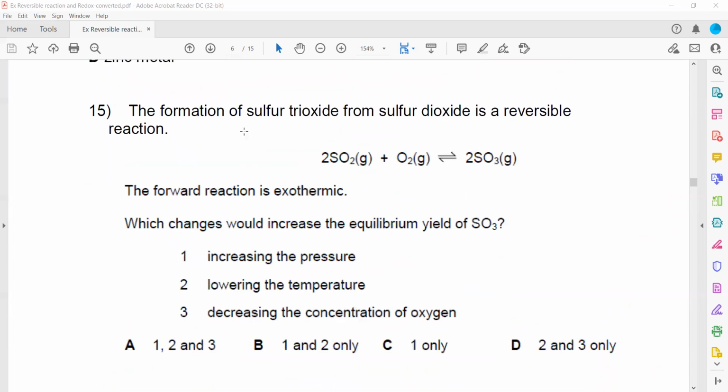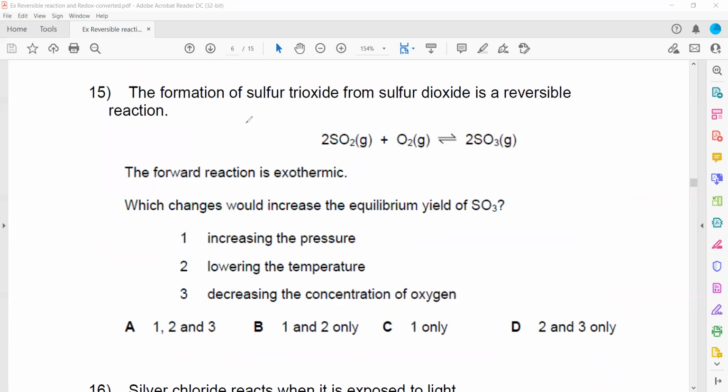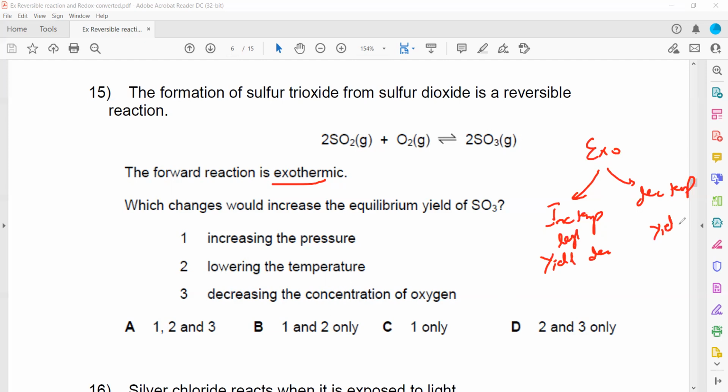In question 15, the formation of sulfur trioxide from sulfur dioxide is reversible and the reaction is exothermic. Whenever you have an exothermic reaction, when you increase the temperature, the yield will decrease because the equilibrium will shift towards the left. If you decrease the temperature, the yield will increase, as the equilibrium shifts towards the right hand side. So which change would increase the equilibrium yield of sulfur trioxide? We should decrease the temperature.